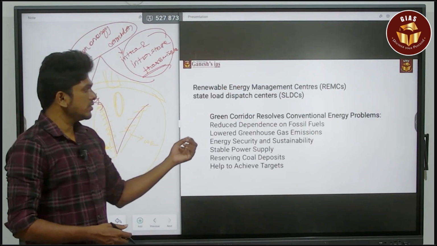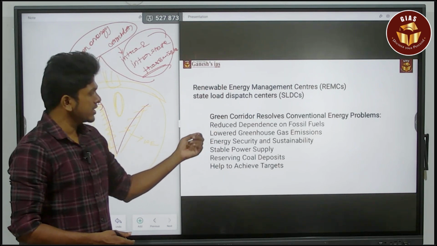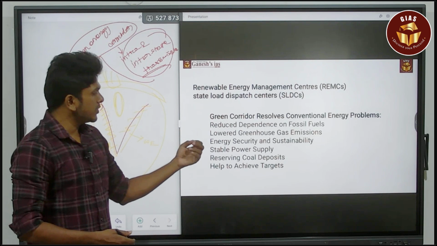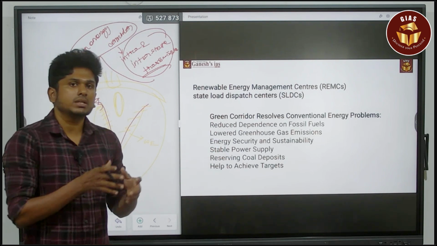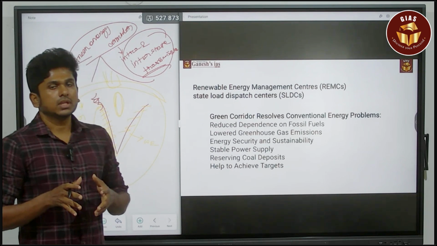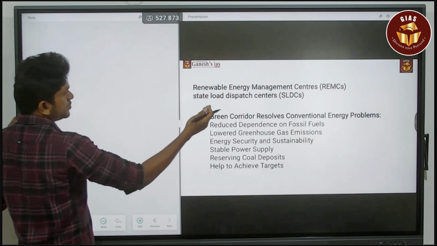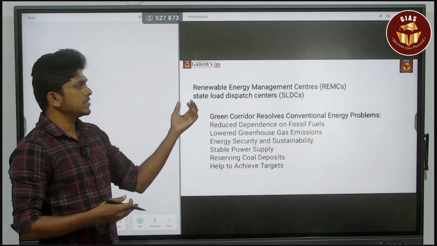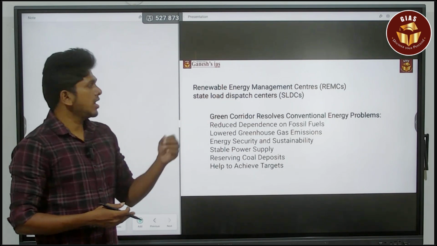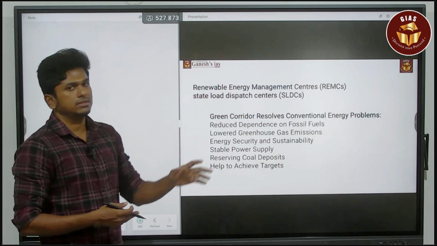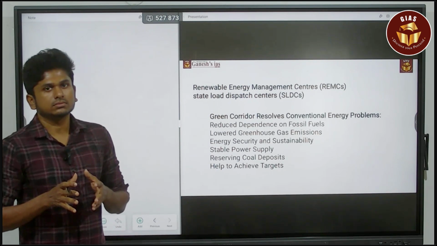So it is going to resolve this by reducing the dependence on fossil fuels, lowering greenhouse gas emissions, energy security, stable power supply, reserving the coal deposits, and helping to achieve the targets. That is nothing but the 2030 target. So these are the major things you have to speak. Other than that, you have to speak about certain measures of the Ministry of Renewable Energy. The measures are the renewable energy management centers and also state load dispatch centers. These are the certain measures related to this green energy corridor.